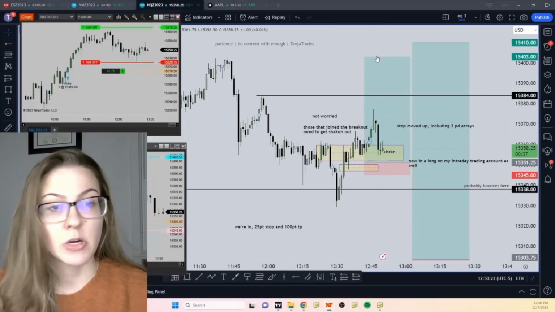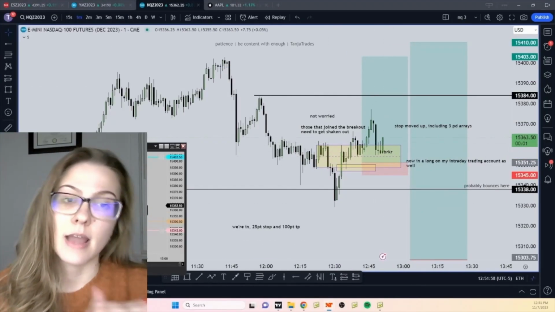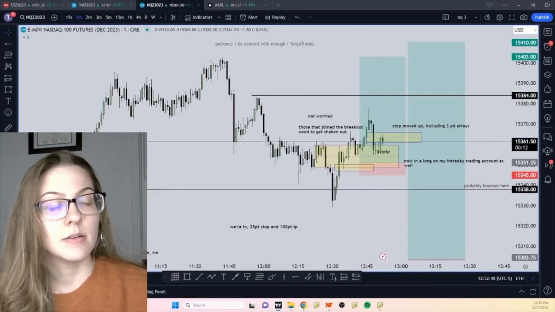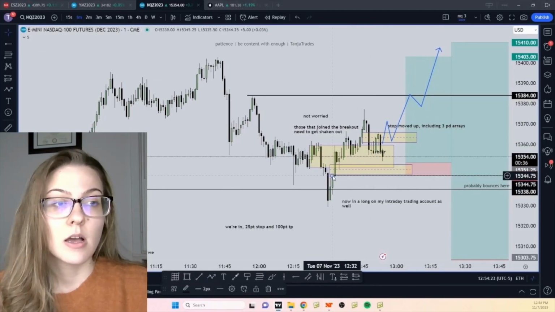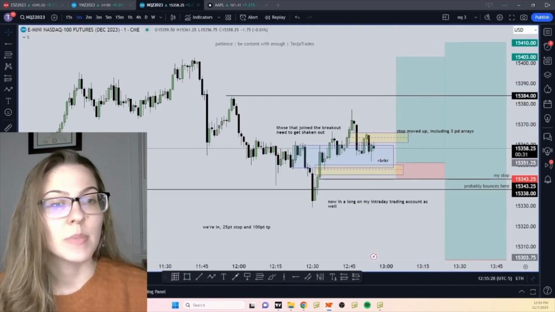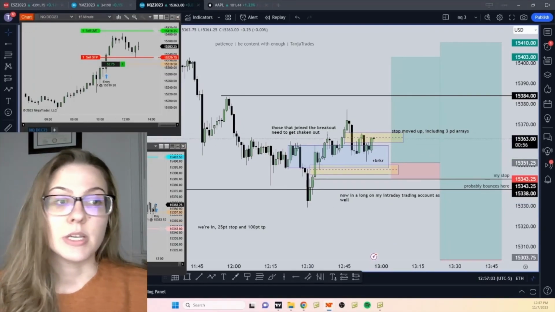I didn't really wait for a market structure shift or a breaker entry. Although you can, that's typically the next step in the market maker buy model, and that's totally fine as well. But a lot of times it also just doesn't happen. Sometimes it'll just keep ripping from there. But yeah, that's how I trade continuations.